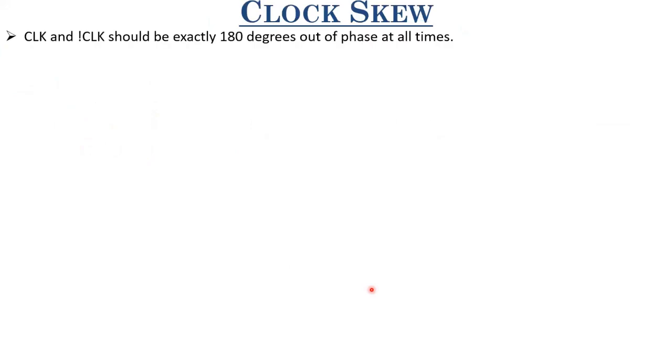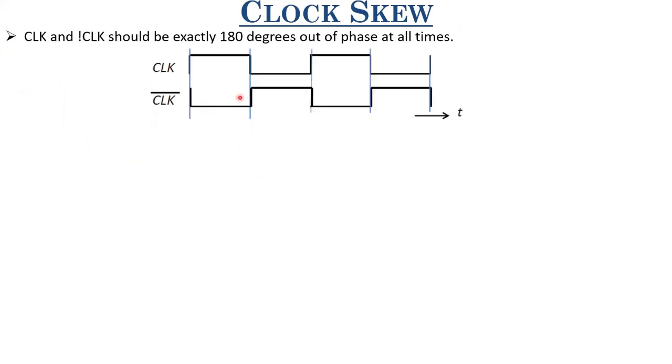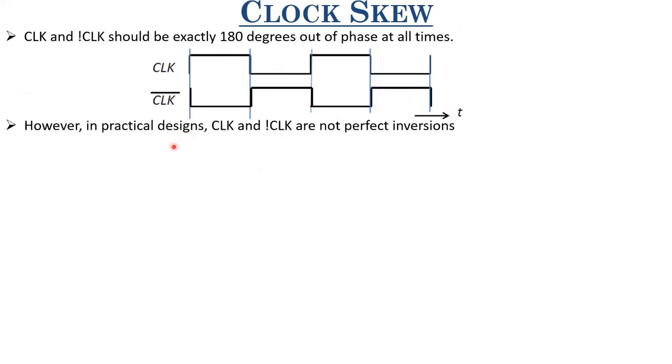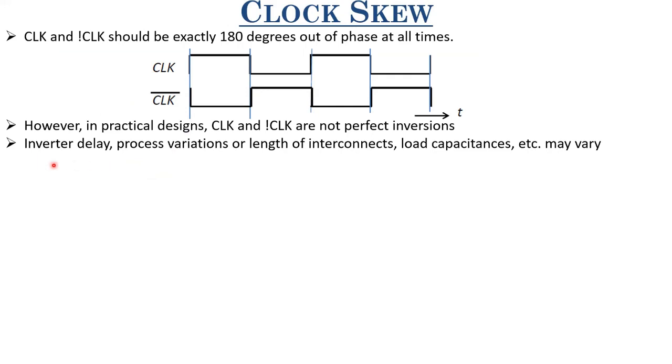Ideally, we want the clock and clock bar to be 180 degrees out of phase at all times. We want them to be ideal complements of each other. However, in practical designs, they are not perfect inversions. What are the factors which lead to this non-perfect inversion? So you have inverter delay. If you are using an inverter for generating clock bar out of clock, then you will have an inverter delay, and only then will it start. So there is this inverter delay.